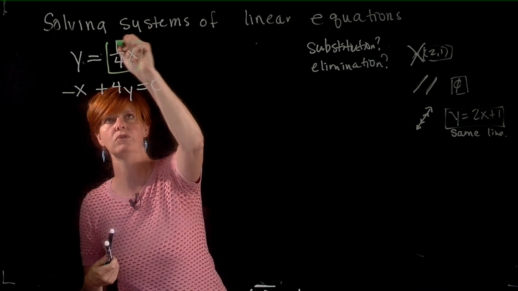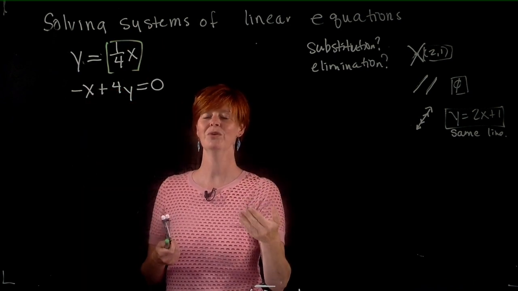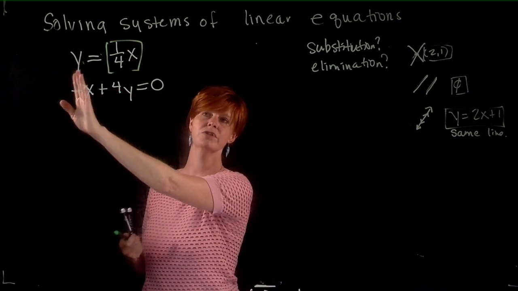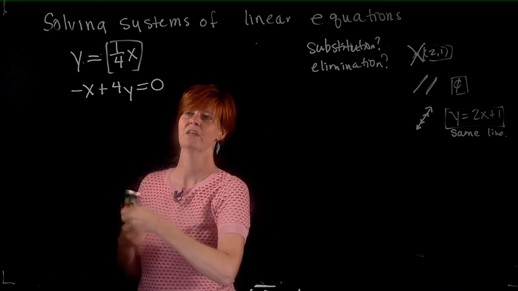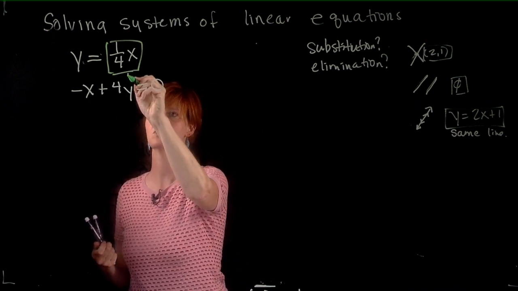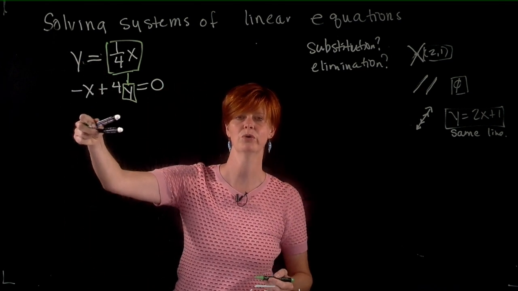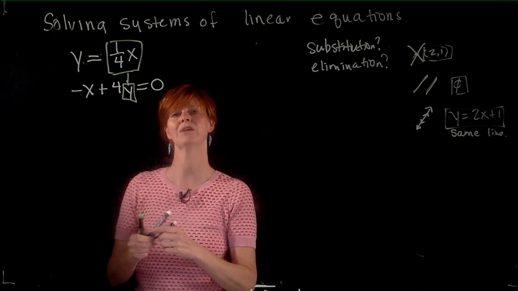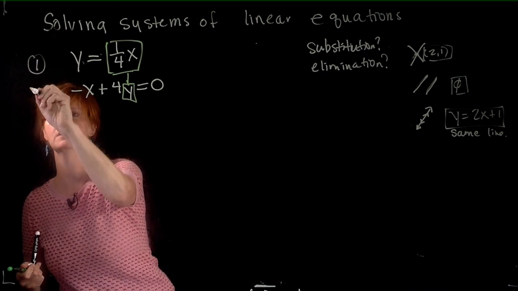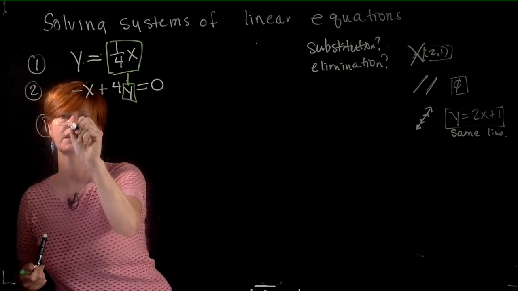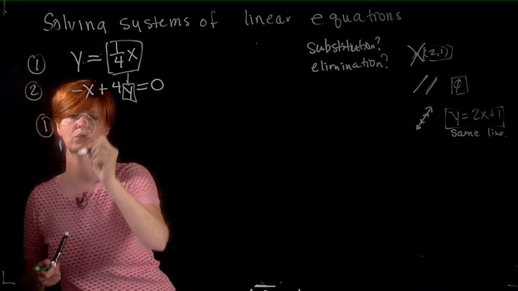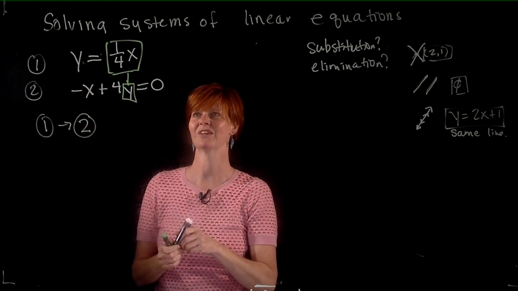So I'm going to use a green box. What we're going to do is substitute the first equation into the second equation. This is solved for y, so I'm going to plug equation 1 into equation 2 where y is. So, a note to myself: equation 1 is getting plugged into equation 2. Now, let's see what that looks like.